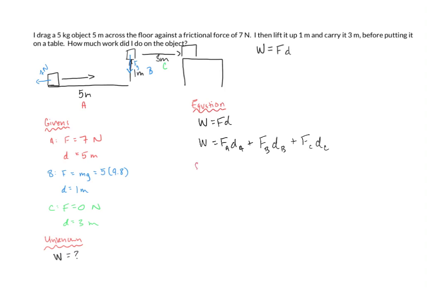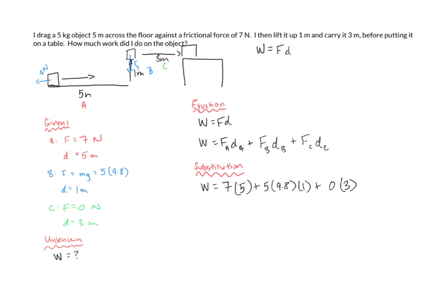Now I can move on to the substitution phase, and I'm going to plug in all of my numbers. I have work is equal to the force at A, which is 7, times the displacement at A, which is 5, plus the force at B, which is 5 times 9.8, times the displacement at B, which is 1, plus the force at C, which is 0, times the displacement for section C, which is 3.